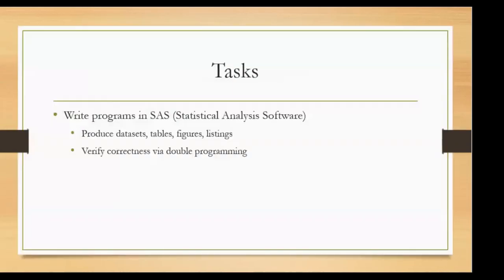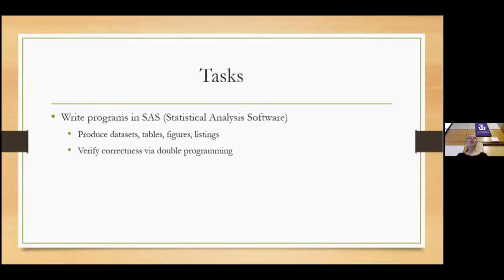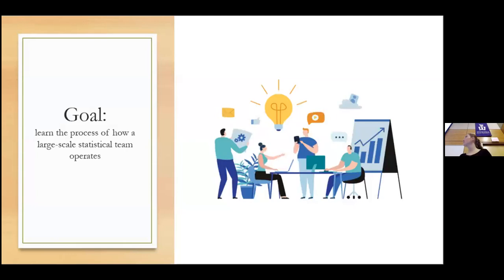So just some of the primary tasks. First, we write programs in SAS, or statistical analysis software. Using SAS, we produce data sets, tables, figures, and listings, and then also verify correctness via double programming. I'll go more into that in a little bit. We also provided data management support for the clinical research process. The main goal of this internship was to learn the process of how a large-scale statistical team operates. Although I did write a lot of SAS programs, this presentation will focus on the process rather than the code, just because all of the drug studies I was involved with are confidential.